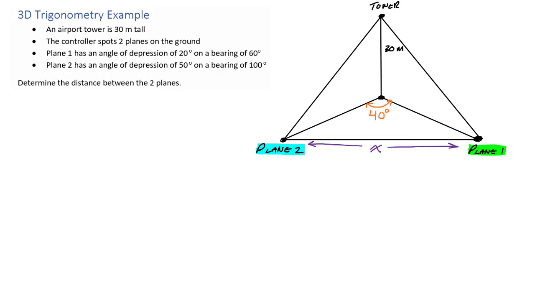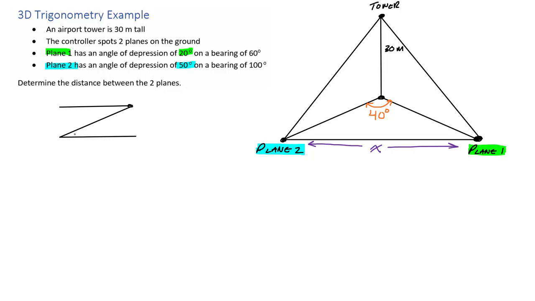Now, the last piece of information we have to get in here are the 2 angles of depression. Plane 1 has an angle of depression of 20 degrees, and airplane 2 has an angle of depression of 50 degrees. Well, if you recall the Z rule, oops, hang on, I'm going to redraw this here. Okay, so I just drew a Z.